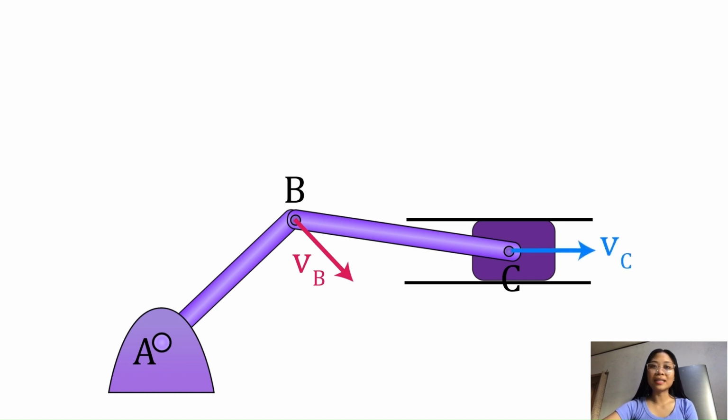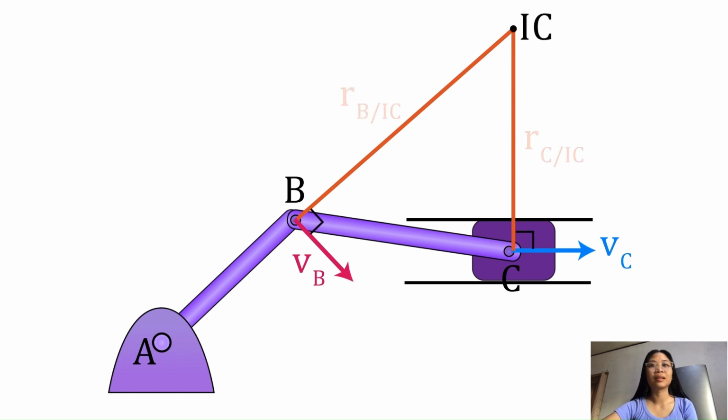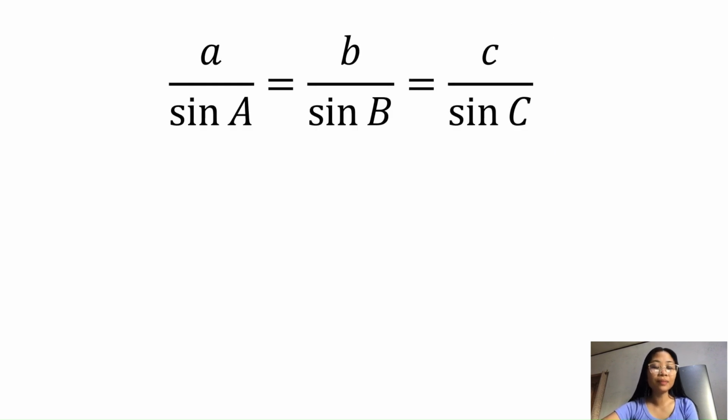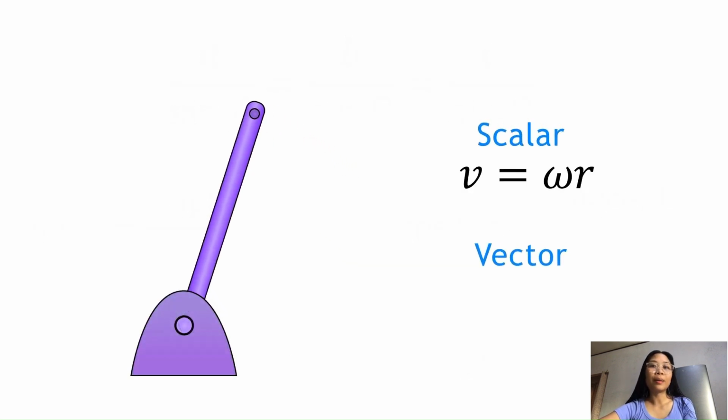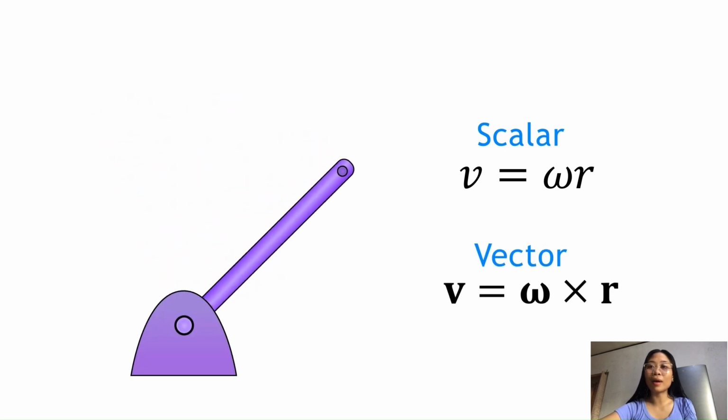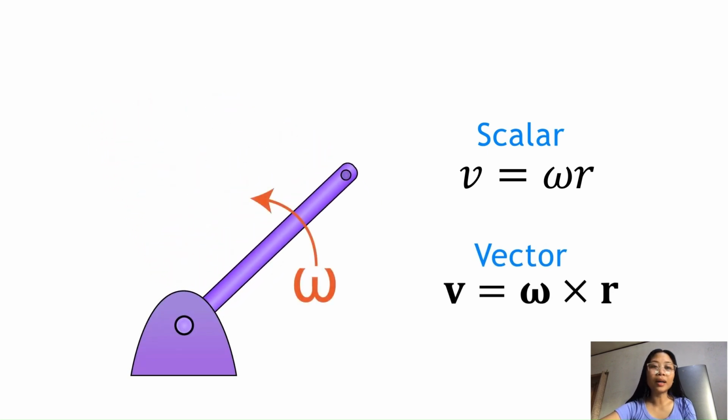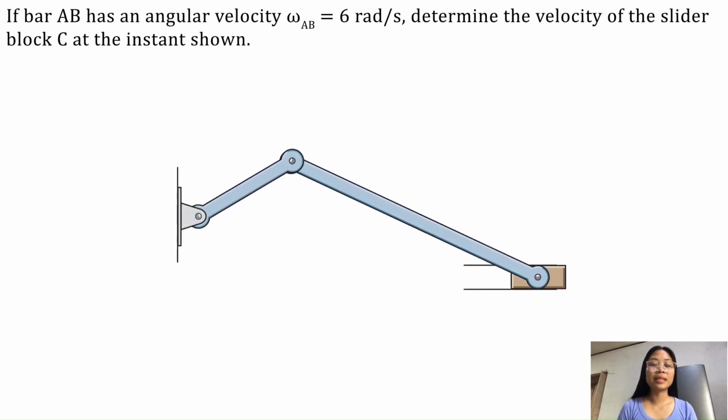To figure out the IC point, all we need to do is draw two lines that are perpendicular to each of the velocity vectors, and wherever they intersect is the IC point. This will make a lot more sense when we give examples. For this section, you should remember the sine laws and trigonometric functions. We're going to be using triangles to figure out a lot of the information. Remember, we can use this equation to find the velocity at a point when a body rotates around a fixed axis. Let's take a look at this example.